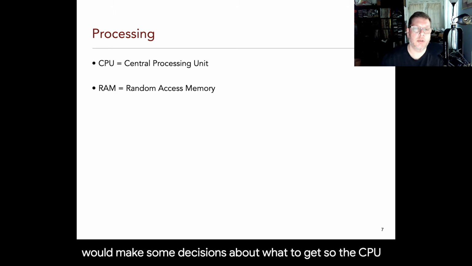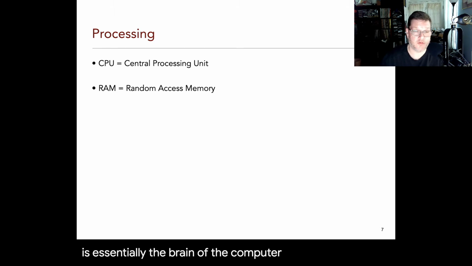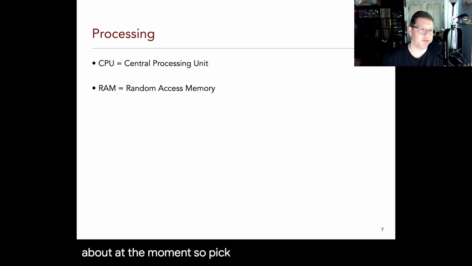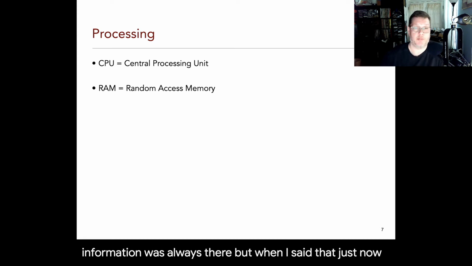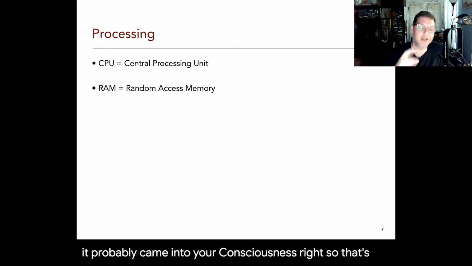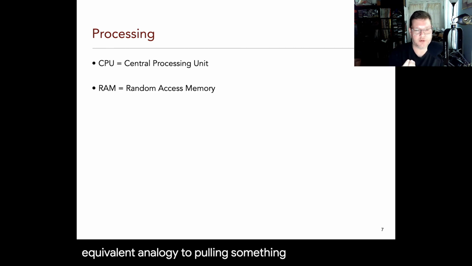So the CPU is essentially the brain of the computer. That's what does the actual calculating work. And the RAM is the random access memory, or I sort of think of it as the conscious thought of the computer, the things that you are thinking about at the moment. So pick a piece of information that's stored deep in your brain, but not in your thought right now, something like your parents' phone number. That information was always there, but when I said that just now, it probably came into your consciousness, right? So that's an equivalent analogy to pulling something into RAM.